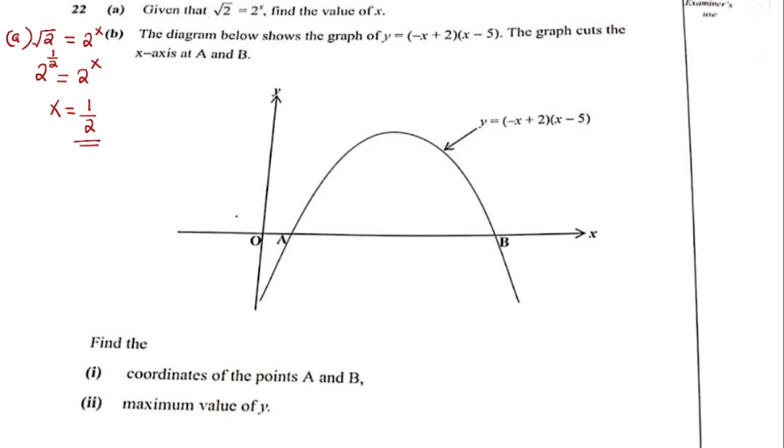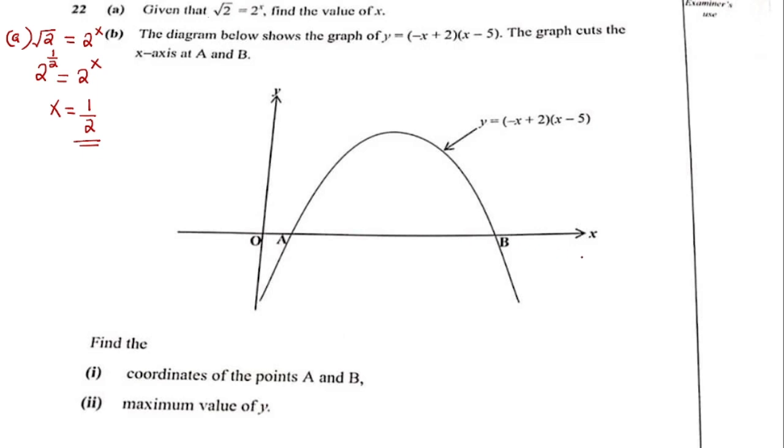Then the other one, B there, we are told that the diagram below shows the graph of y being equal to negative x plus 2 and x minus 5 there. Then the graph cuts the x-axis at A and B. Then we are told to find the coordinates of point A and point B.